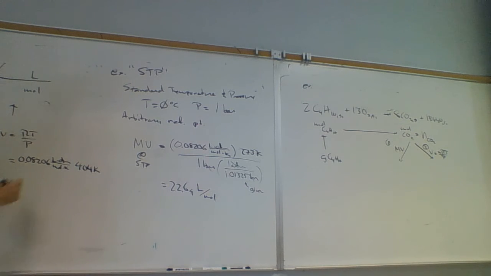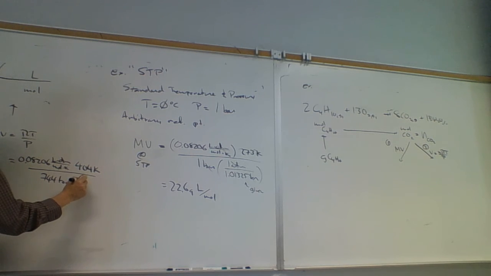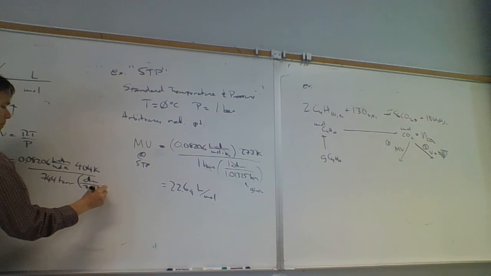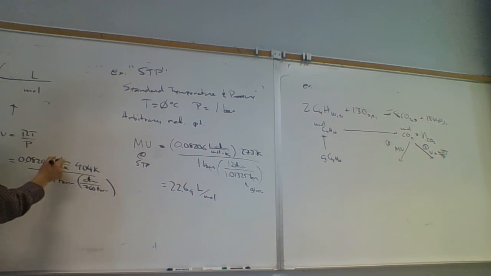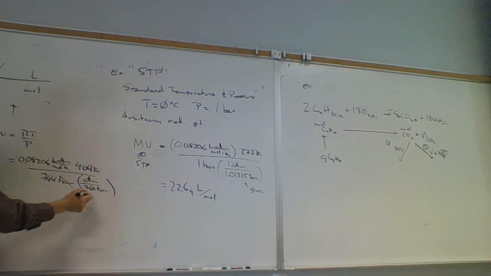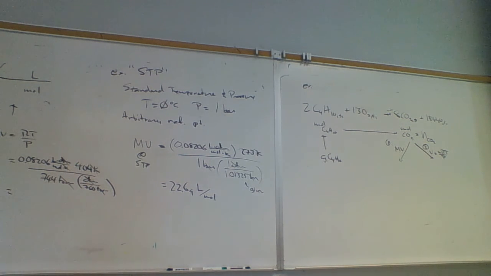Divided by P, P is going to be 744 torr, but we don't want torr, we want atmospheres. So an atmosphere is equivalent to 760 torr. Let's make sure the units cancel. Kelvin, torr, atmospheres, and that leaves us with liters per mole. So let's go ahead and do that.